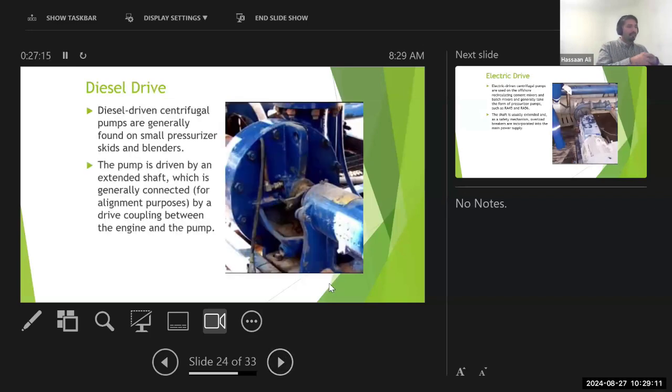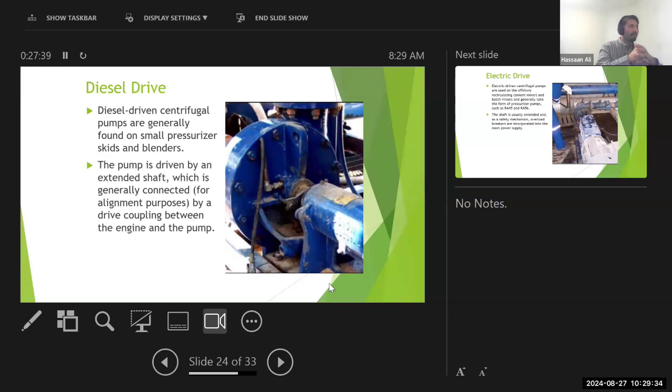The diesel-driven pumps are very reliable. They are used in applications where you do not require a lot of maintenance. It's kind of a set it and forget it application. The only maintenance you would require is, from time to time, a PM plan or preventive maintenance plan on the diesel engine. They are usually used in smaller to medium pressure applications.